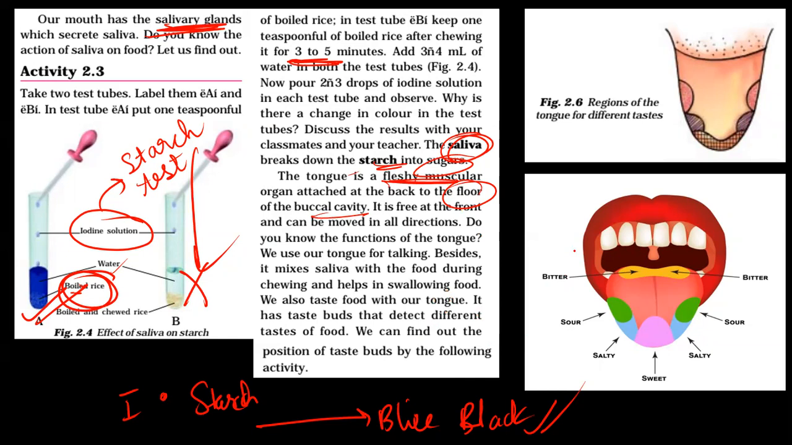First of all, we have four tastes, for which our tongue has specific locations. We will label this as well. We have a bitter taste, we have sour, salty, and sweet. All S's come together. So bitter will be here. This is bitter.